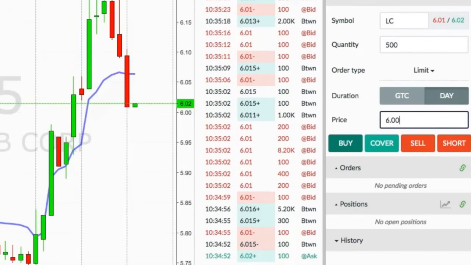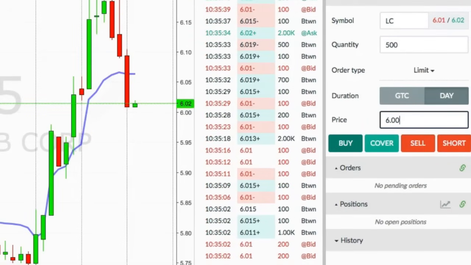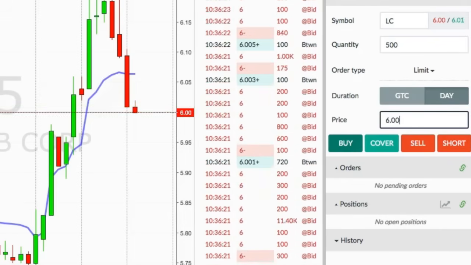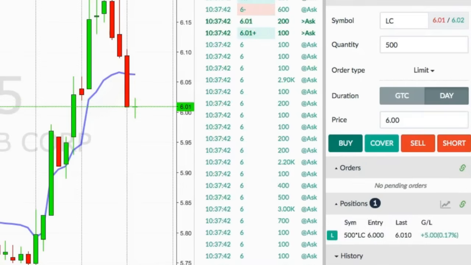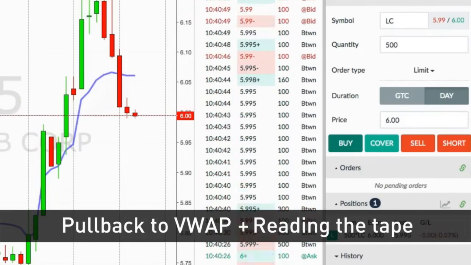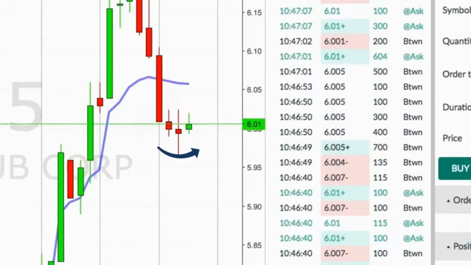This approach will break most of the entry rules you hear on the web of simply buying on the test of the VWAP. The problem with this approach is you don't know if the price will breach the VWAP by 1% or 4%. But by combining a pullback to the VWAP with reading the tape and understanding order flow, you can actually come quite close to calling the turning point on a chart.